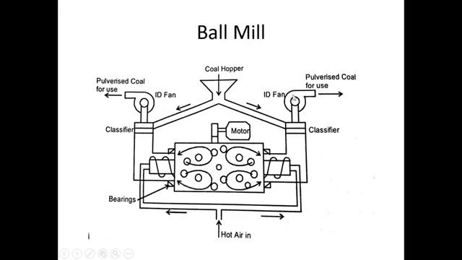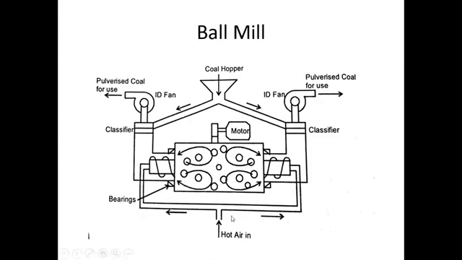On both sides there is an induced draft fan. Once it is crushed, it is drawn by the induced draft fan, and the classifier is there, as I told you, on both sides. It will allow only the required size of pulverized coal to the system, and then it will be supplied to the furnace. From both sides it will be taken away, and here the hot air is supplied so that it can remove the moisture content from the coal.